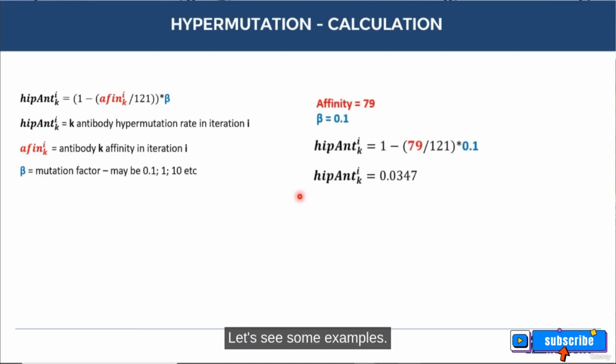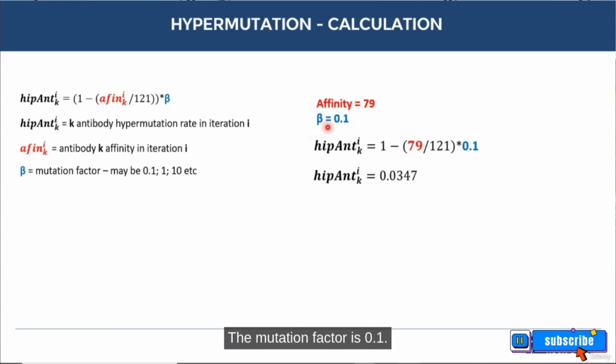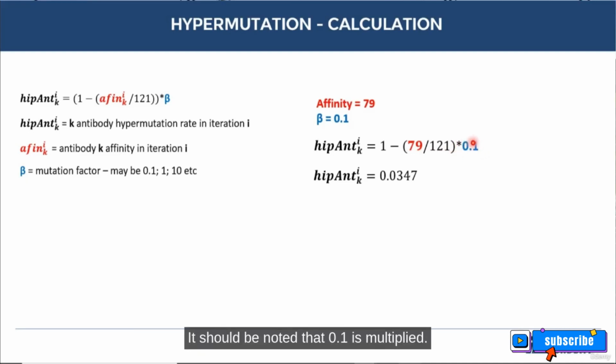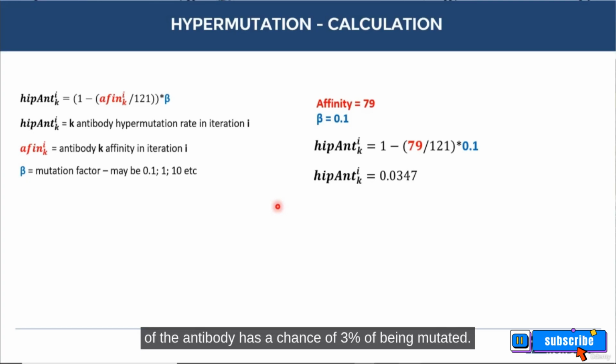Let's see some examples. Let's suppose that the affinity of a certain antibody is 79. Beta, the mutation factor, is 0.1. Therefore, the hypermutation will be 1 minus 79 divided by 121, everything multiplied by 0.1. It should be noted that 0.1 is multiplied after everything has been calculated here, and the result is 0.0347, which means that each component of the antibody has a chance of 3% of being mutated.